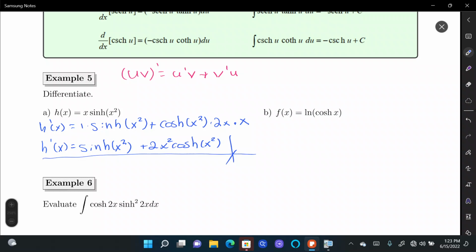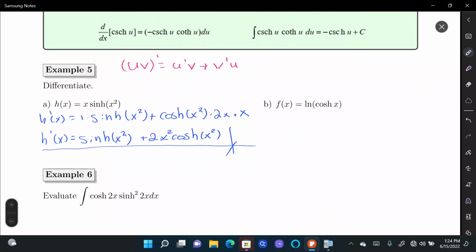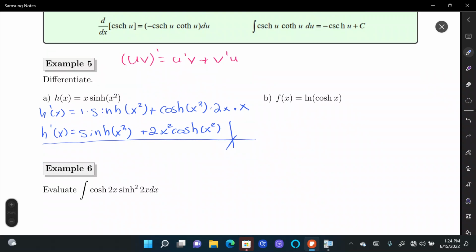Any questions about it? All right, how about you guys try letter B? Take a couple of minutes, have a look at it, talk to the person next to you, see what you get, and then we'll look at it together. Raise your hand if you get stuck with it.